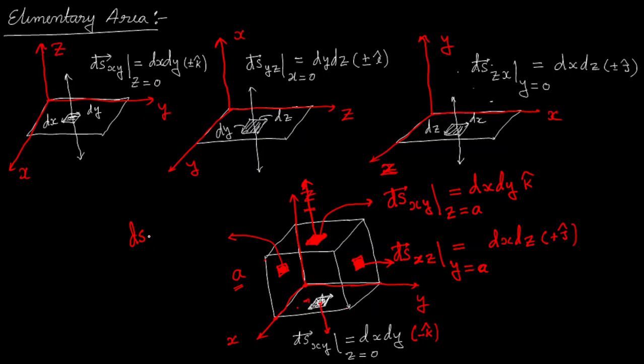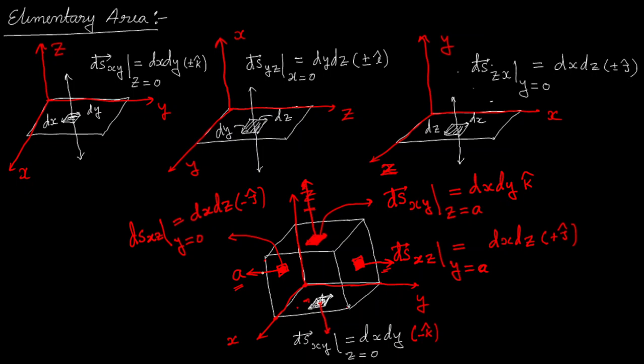So we'll write ds xz. Now y is constant, but in this case y will be 0, and we'll write dx dz. And if we want to draw an outward unit normal, it goes this way, and this will be exactly opposite to this vector. So if this is plus j cap, then this will be minus j cap. So it will be minus j cap direction.